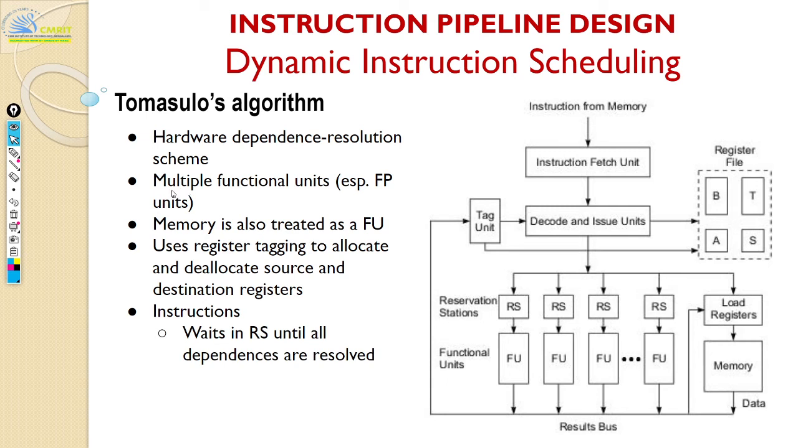So the instructions wait in the reservation station until all dependencies are resolved. Okay, so all the instructions, after decode and issue, come and sit inside the reservation stations. But it does not know where it will be executed. It's something like waiting for a reservation in a railway station. When you have RAC, you don't know where you will be allotted, so you have to keep waiting until somebody gets relieved. Correct. So similar to that.